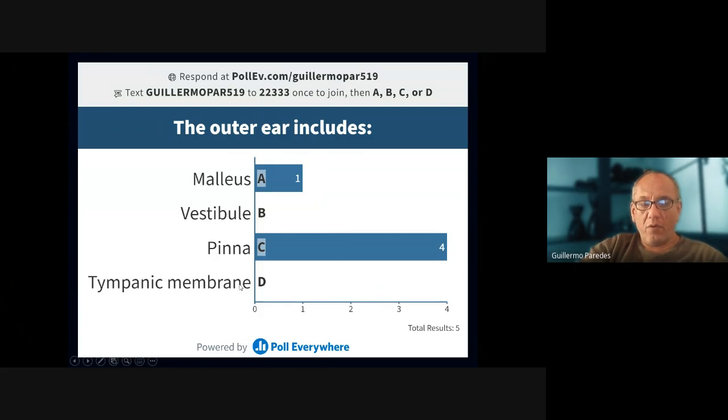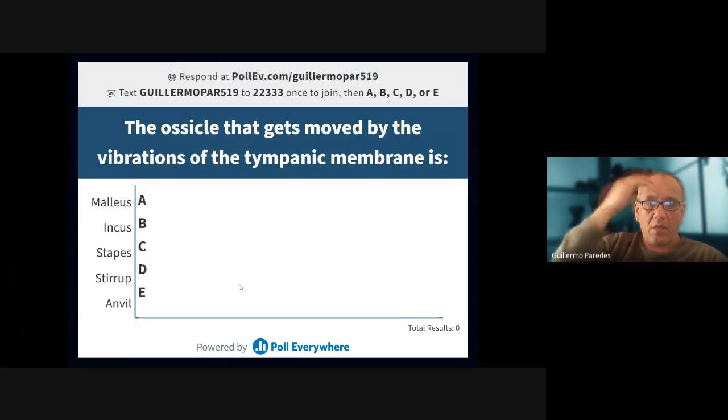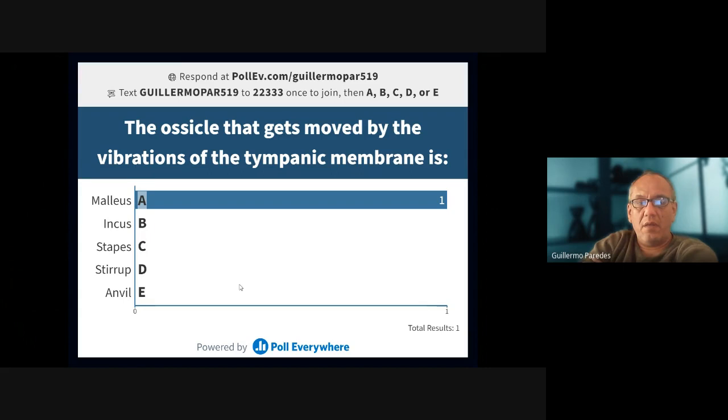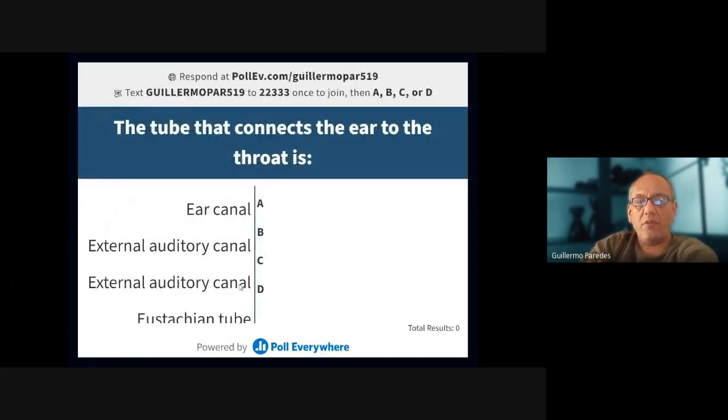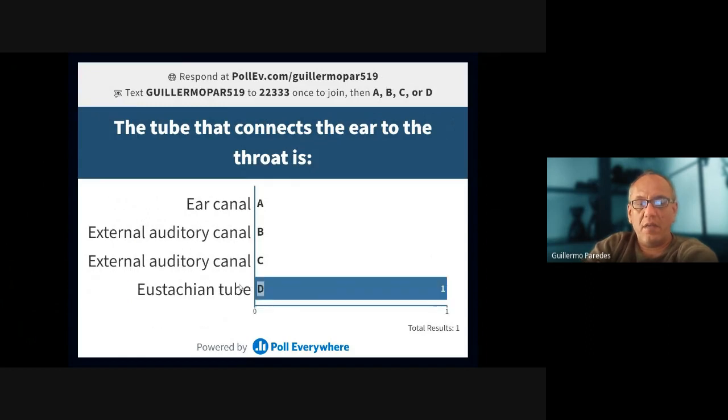All right. So next. Can you see that? Yes. The ossicles that get moved by the vibration of the tympanic membrane is. Excellent. There is one. What else? Nothing. No, oh, three. Okay. Excellent. Next. The tube that connects the ear to the throat is. Excellent. Excellent.